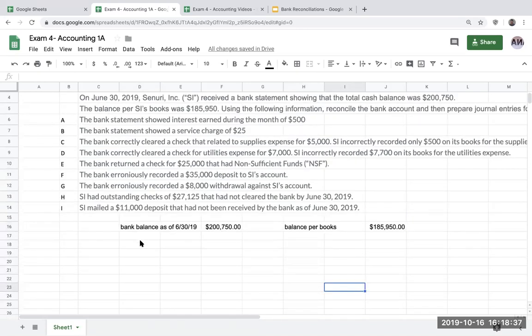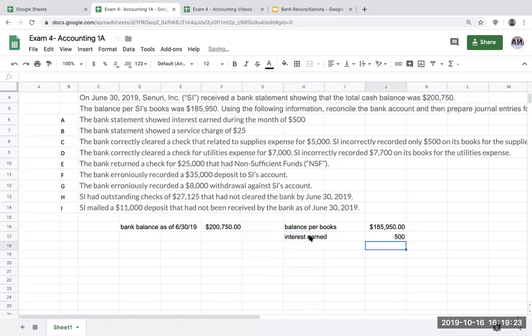The first one was that the bank statement showed interest earned during the month of $500. If the bank statement is showing interest earned, that means it's already included in this bank balance. So I need to show that interest earned on my books. Do I need to adjust the bank or my books? Your books. My books. And am I going to increase or decrease my books? You're going to increase your books by $500 interest earned. So this is going to be a positive $500. We'll call this letter A.